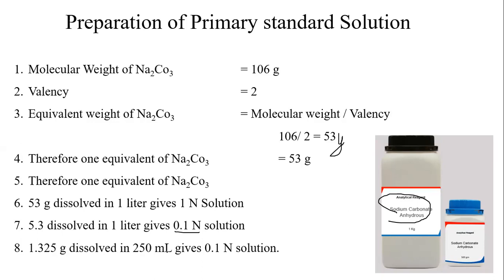After dissolving all the chemical, sodium carbonate, in our distilled water, make up the volume up to the lower meniscus. As it is a transparent solution, we will go to the lower meniscus. Then the primary standard is ready for us. So these are the important things. 5.3 grams in 1 liter will give 0.1 normal, and 53 grams in 1 liter will give us 1 normal. So 1.325 grams in 250 ml gives a 0.1 normal solution. This is regarding the preparation of primary standard solution.